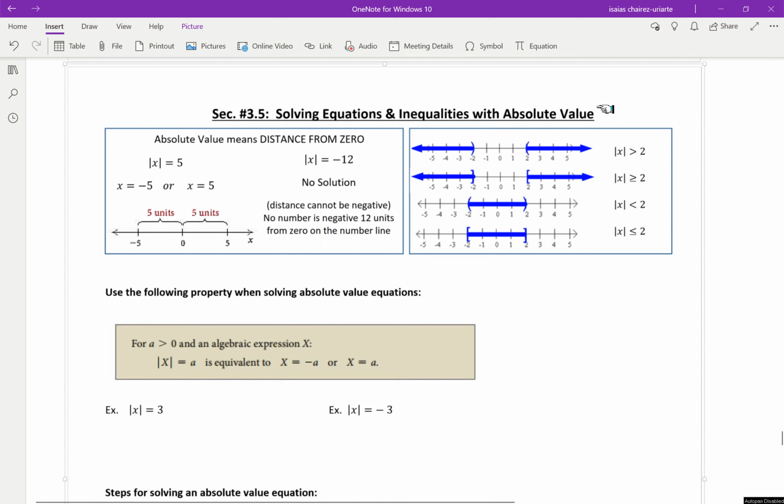This is section 3.5. In this section, we're going to be solving equations and inequalities that have absolute value on them. Okay, so let's just begin with the idea of absolute value. Absolute value is one-dimensional distance. Imagine that you're just on the number line, the real number line.